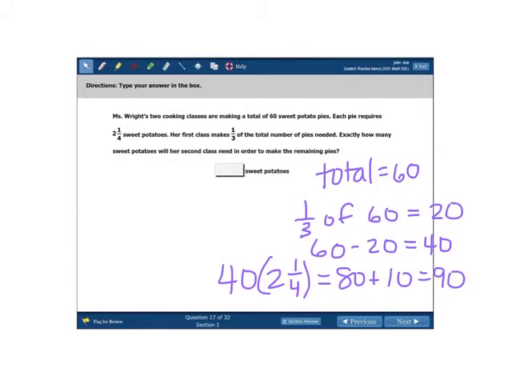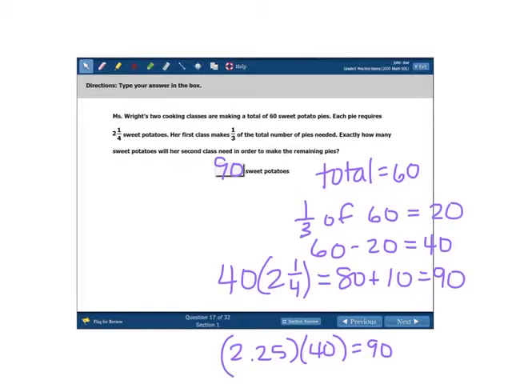You could also do the math by making it 2 1/4, 2.25 times 40. And I'm double checking with my calculator. 2.25 times 40 is indeed 90. So they need 90 sweet potatoes to figure that out.